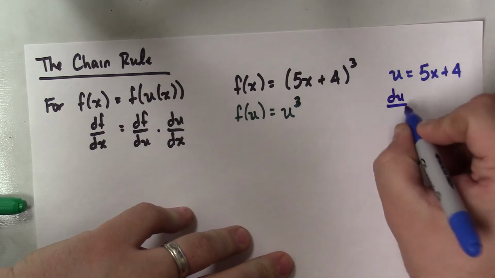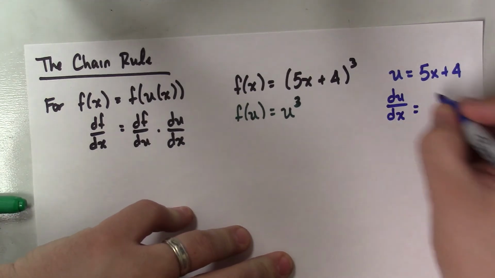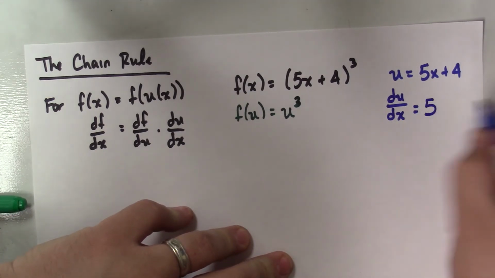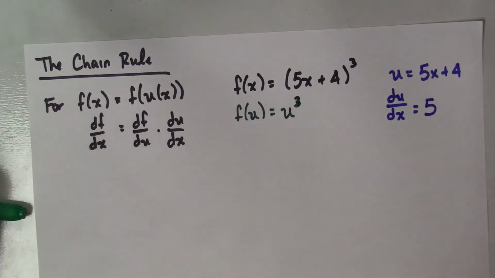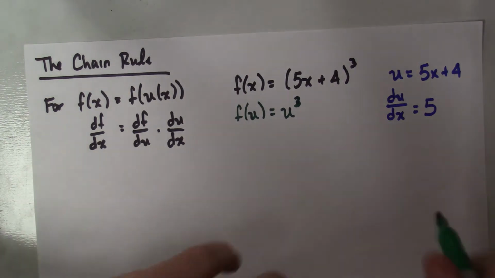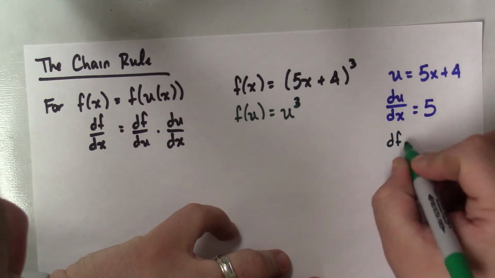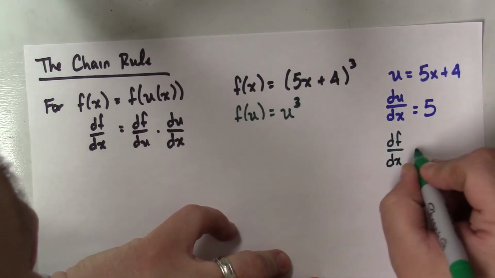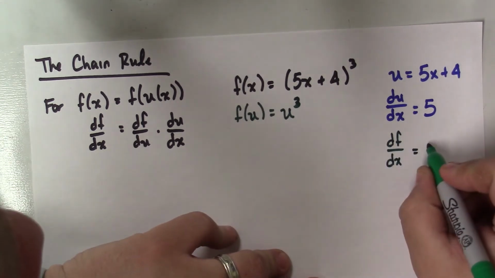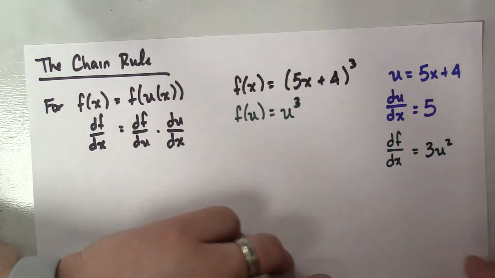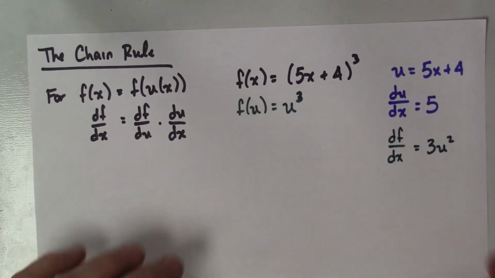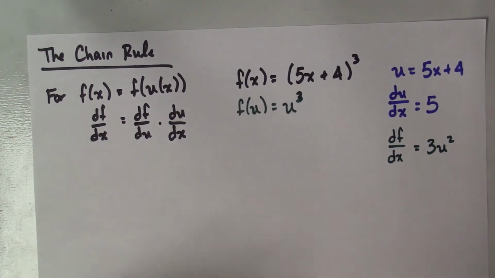So du dx, I'm going to take the derivative of 5x plus 4, which is 5. And I'm going to differentiate f. Df dx equals 3u squared. And that's using the power rule. So both of those use the power rule. Now check this out. This is where this gets fantastic.